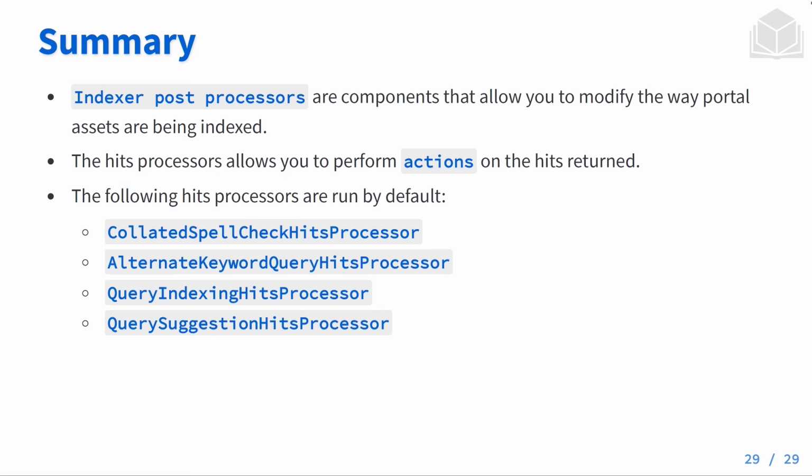We're back with the answers to the summary. The first one is going to be: indexer post-processors are components that allow you to modify the way portal assets are being indexed. The hits processors allow you to perform actions on the hits returned. And the following hits processors are run by default: CollatedSpellCheckHitsProcessor, AlternateKeywordQueryHitsProcessor, QueryIndexingHitsProcessor, and QuerySuggestionHitsProcessor.